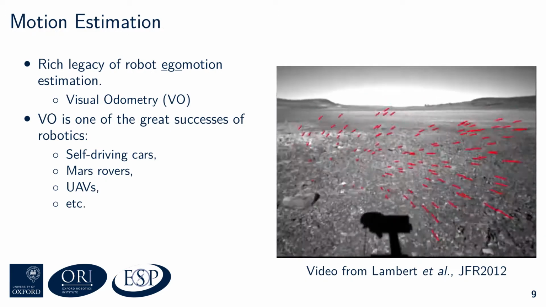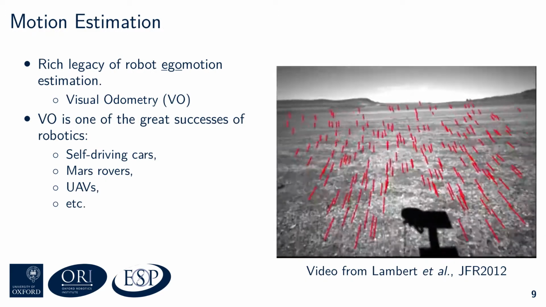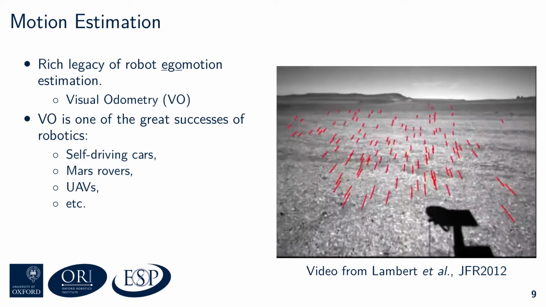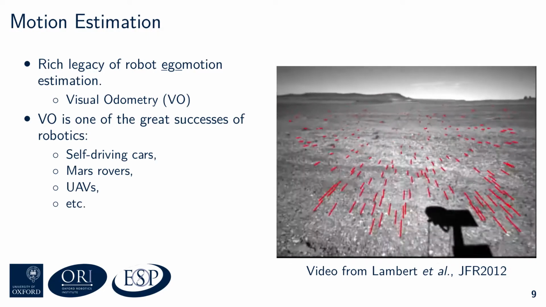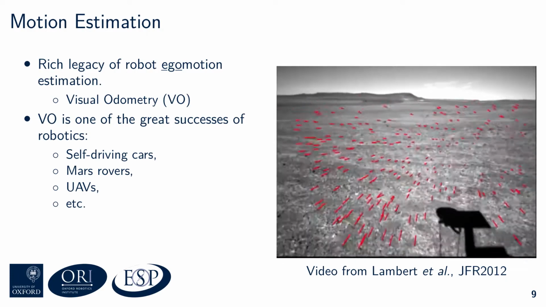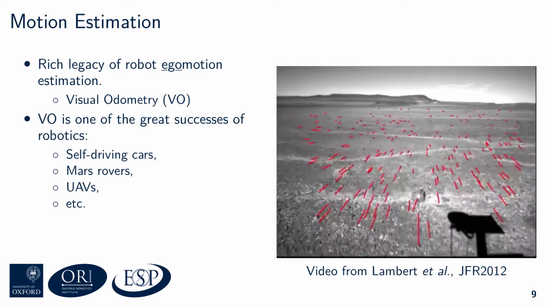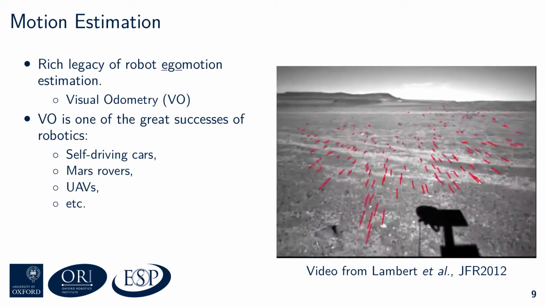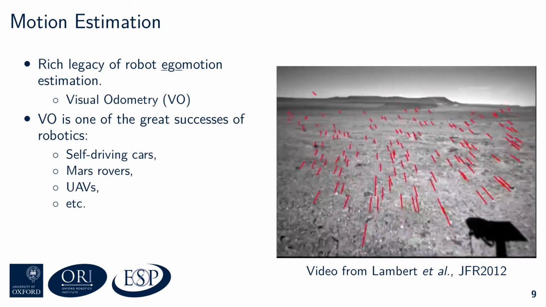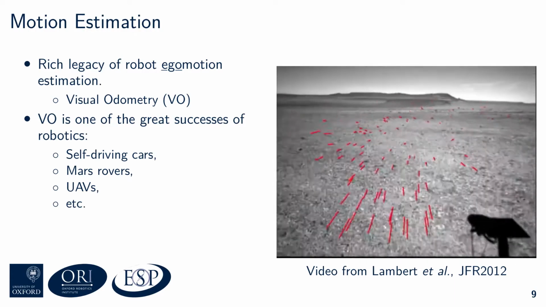There's a rich legacy of ego motion estimation in robotics based on the visual odometry pipeline. So visual odometry is one of these great successes of robotics. It's flown on every Mars mission since the 2000s. It exists in a lot of apps on phones. It exists in most self-driving car platforms. And visual odometry is a way to estimate the motion of the camera, and therefore the motion of the robot the camera is attached to, based on how a static scene changes through time.